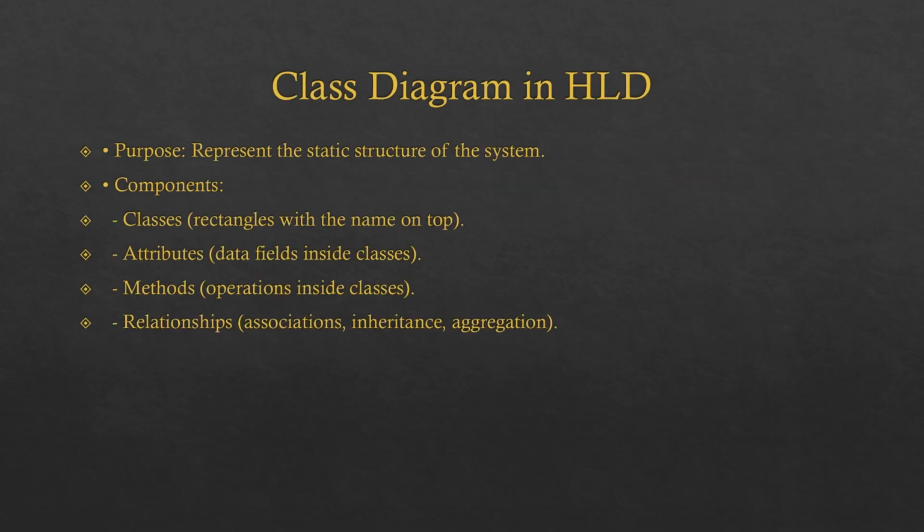Let's start with the class diagram. This is one of the most commonly used UML diagrams in high-level design. It represents the static structure of the system by showing classes, attributes, methods, and relationships. The purpose of the class diagram is to define how different entities in the system are related. For example, we might have classes such as user, product, and order in an e-commerce system, with relationships showing how these entities interact.